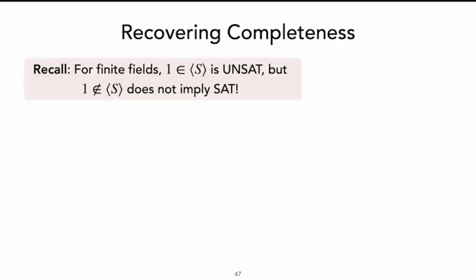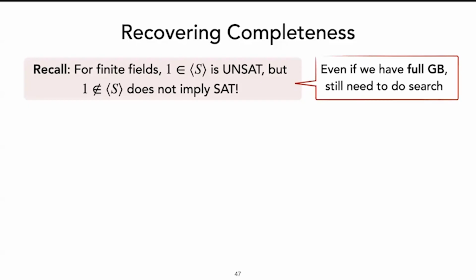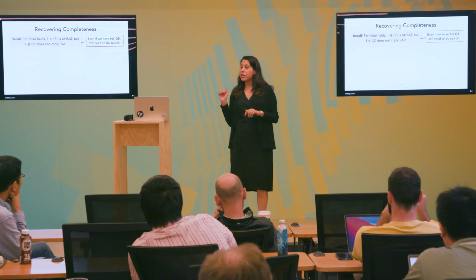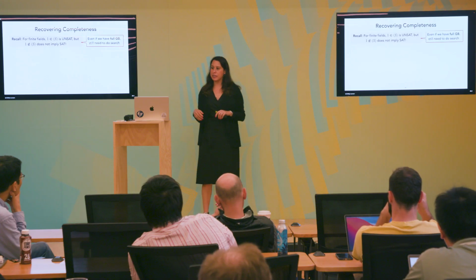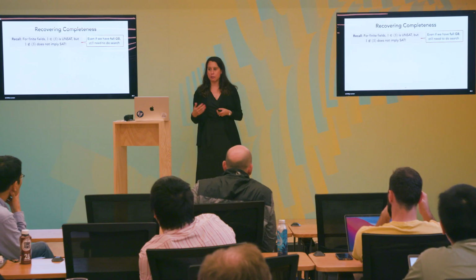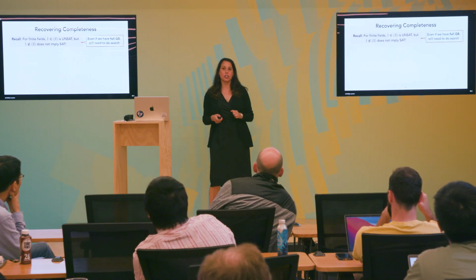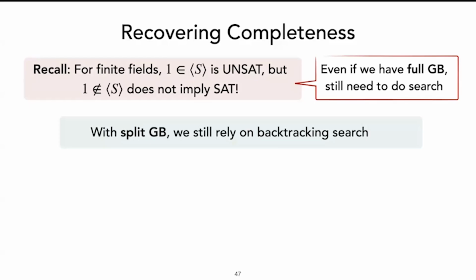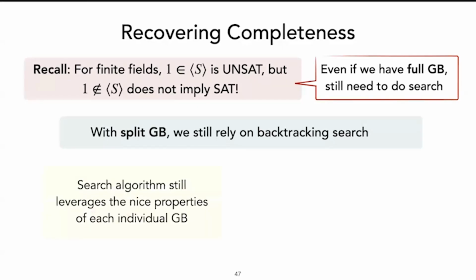So recall what I said earlier. Even in the case where we compute the full Gröbner basis, this doesn't give us a full decision procedure, right? Because we don't have that nice if and only if property. So even if we computed a full Gröbner basis, we would still need to do some kind of backtracking search for model construction. If we have a split Gröbner basis, we do the same. If we cannot prove unsatisfiability using any individual basis, we're going to rely on backtracking search.